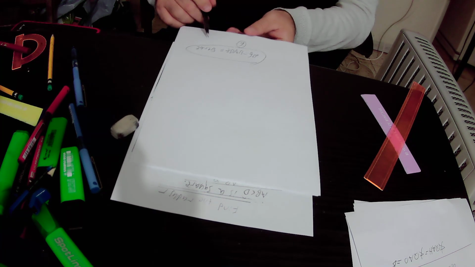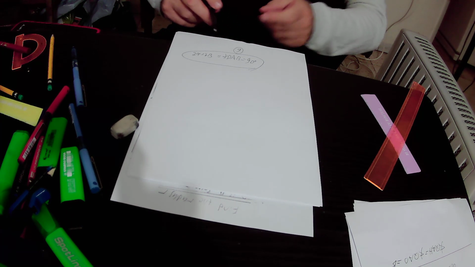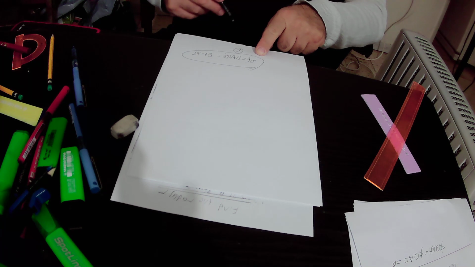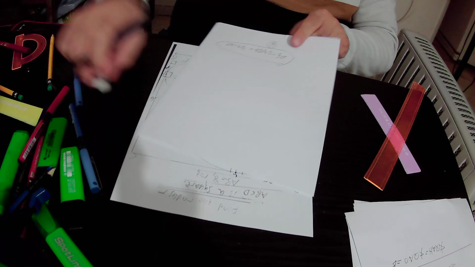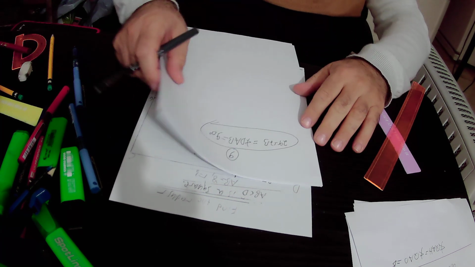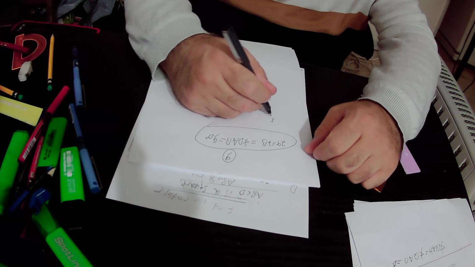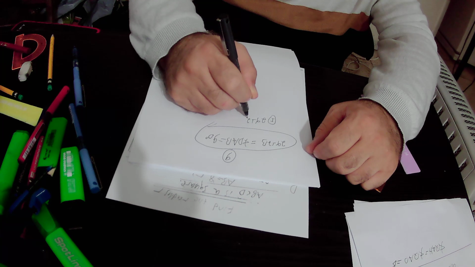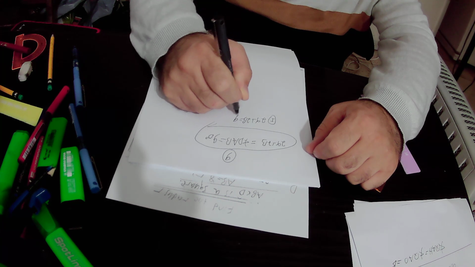2 alpha plus 2 beta equals angle DAB, and from this equality we conclude that 2 alpha plus 2 beta equals 90 degrees. Okay? This will be equation number 1: 2 alpha plus 2 beta equals 90 degrees.